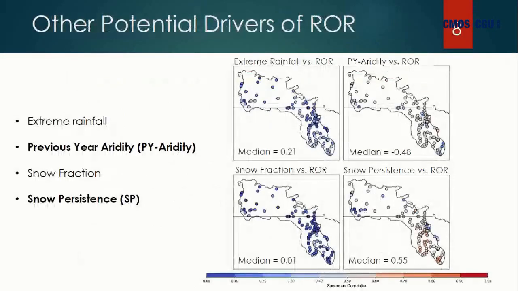We also checked other potential drivers of runoff ratio, such as extreme rainfall, previous year aridity, snow fraction, and snow persistence. Our analysis shows that extreme rainfall and snow fraction do not have any significant correlation with runoff ratio, but previous year aridity and snow persistence, in some of the catchments, mostly those in the US part of the prairie, are strongly correlated with runoff generation in the catchments.